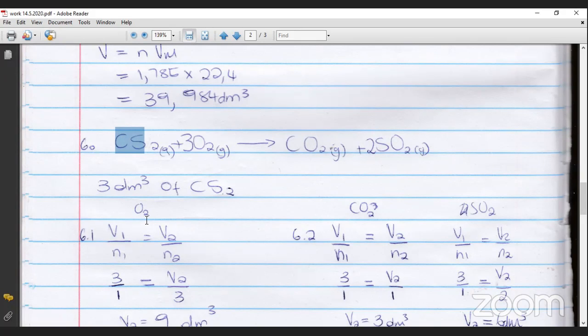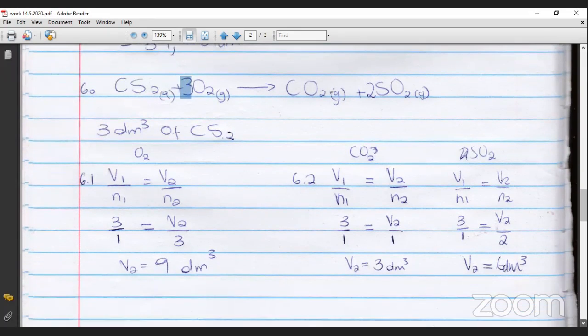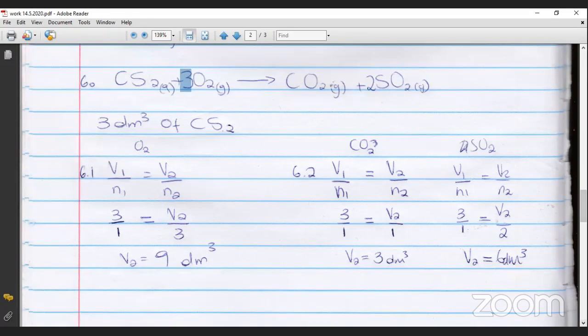Yes, I think we are looking for the O2. The number of moles is going to be 3. So now we can look for V2. So what is V2 going to be? V2 will be equal to 9 dm cubed.